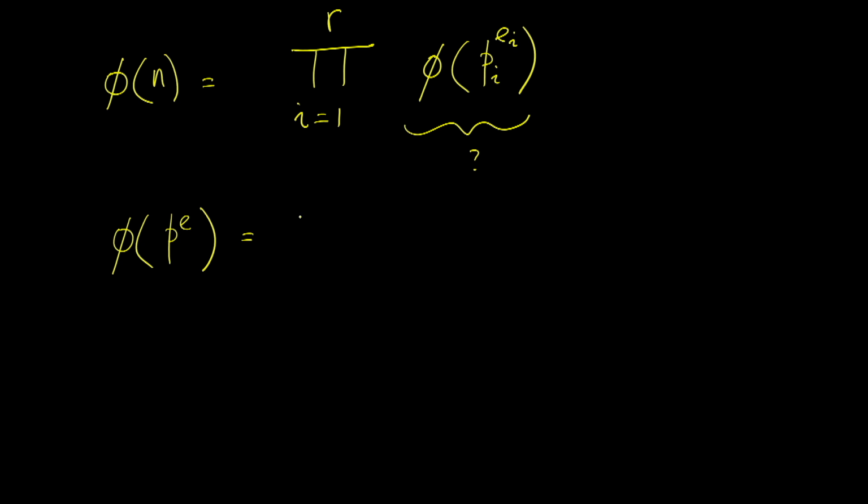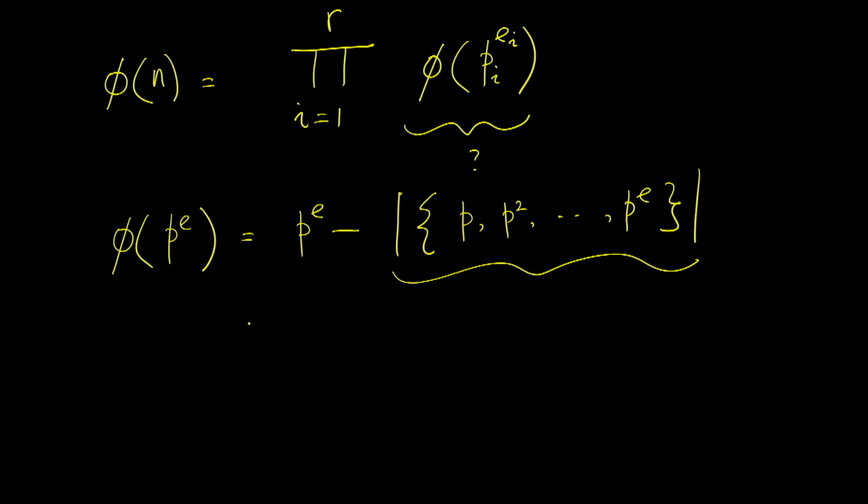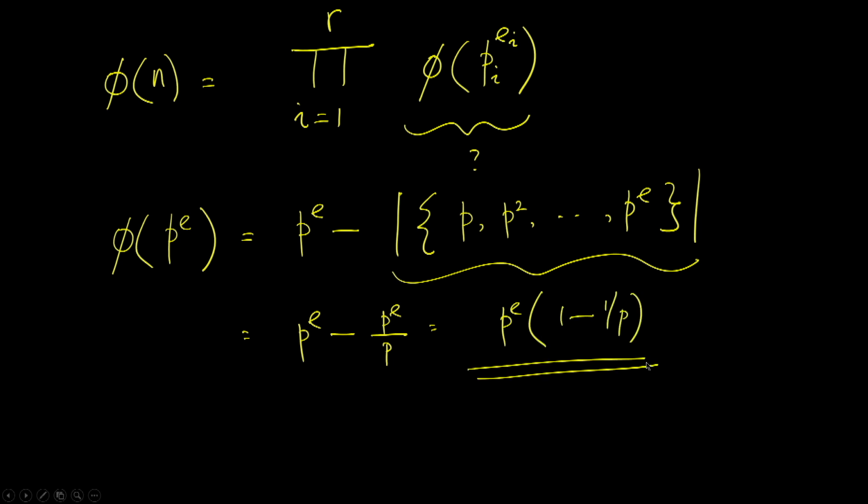Then the reduced residue system will have these many elements: p power e minus the size of all the multiples of p up to p power e. But what are these numbers? They are p, 2p, etc., up to p power e. But what is this quantity? That is p power e divided by p. So, this can be written as p power e into 1 minus 1 by p. So, that is the phi value of p power e.